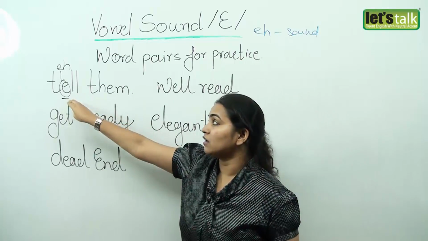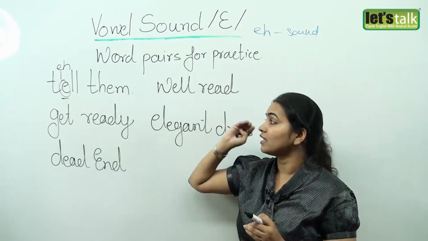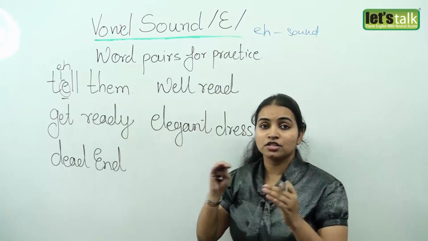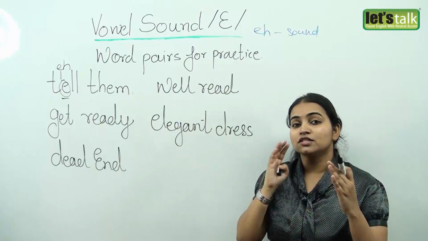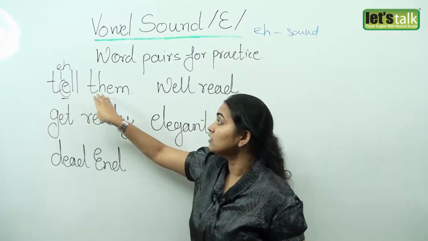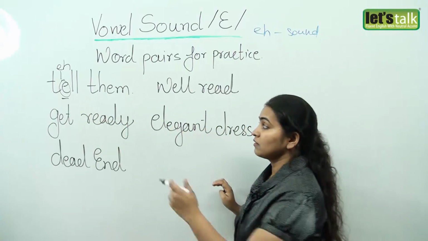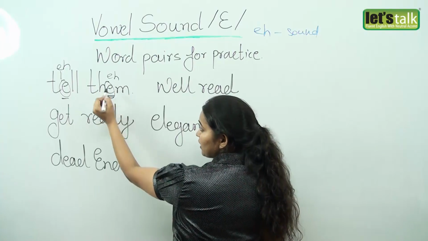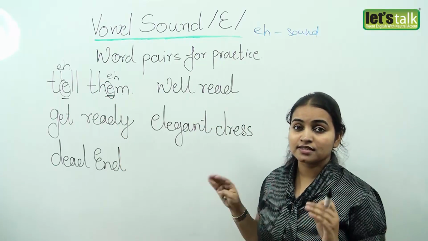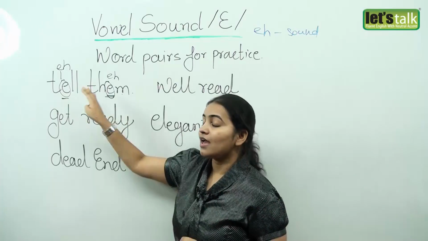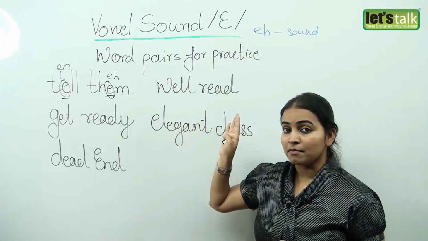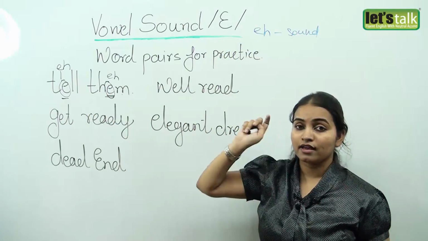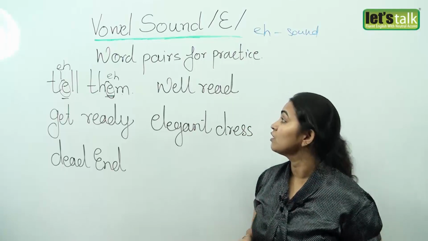So we say that t-e-l is "tell." So that's "tell them." So it's the eh, which the letter E brings about, and the m. So that's "them." So "tell" and "them," both giving me the eh or the short e sound.